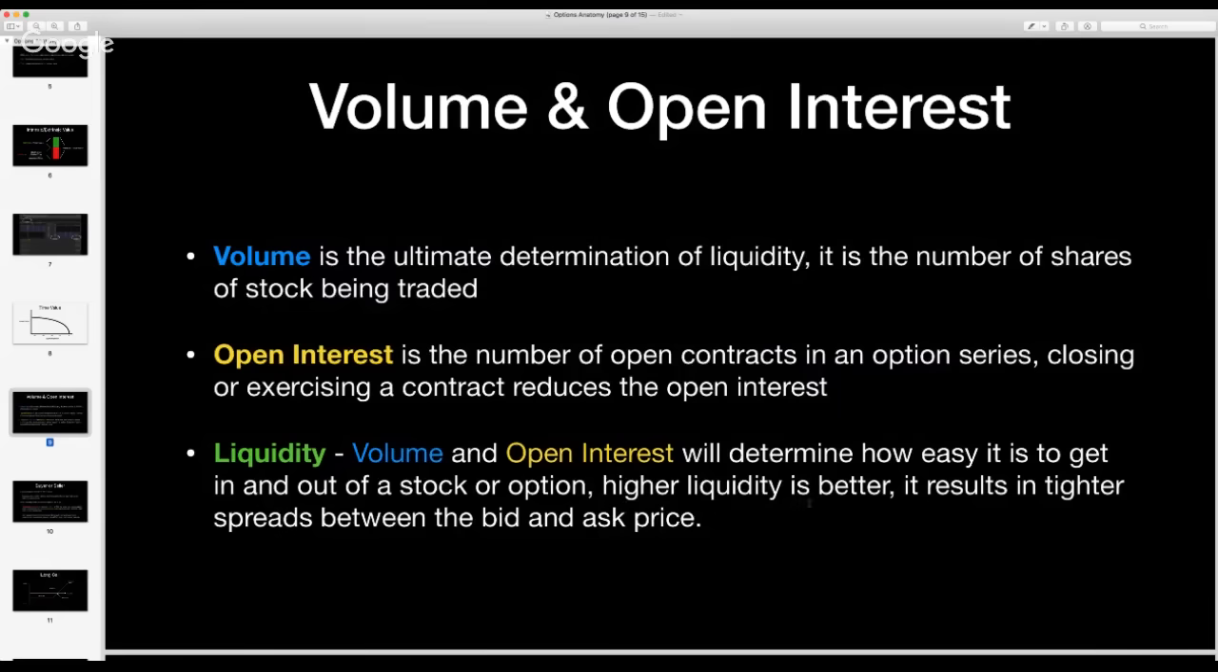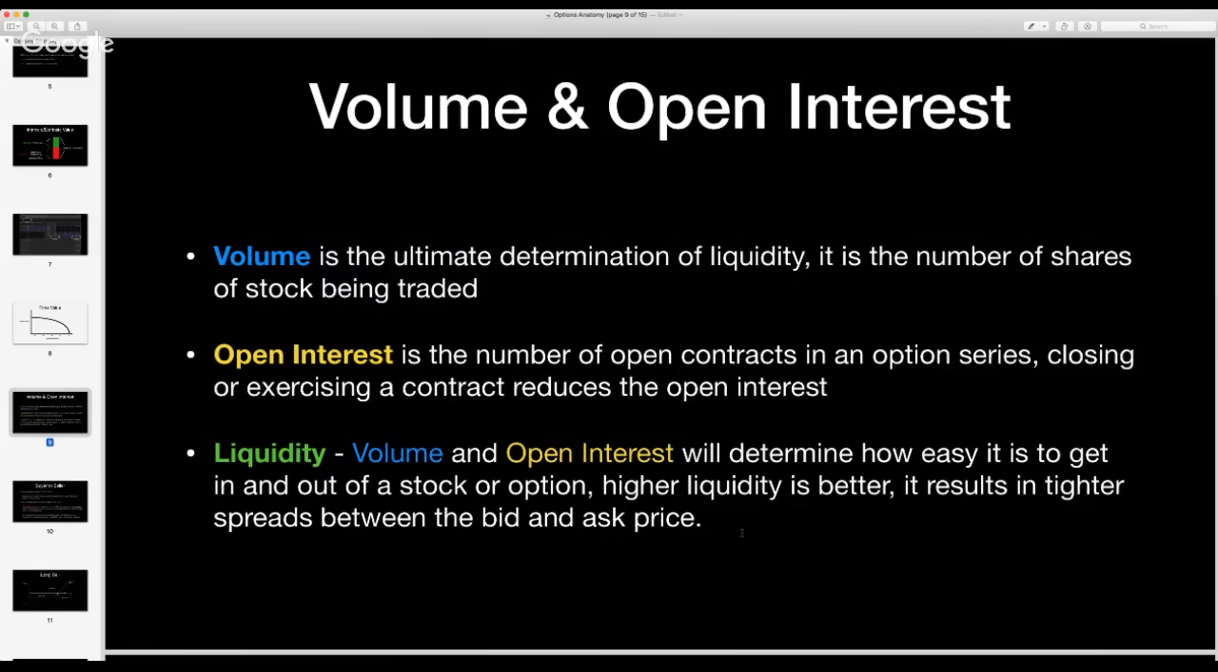The higher liquidity is better. It results in tighter spreads between the bid and the ask price, which means it will cost you less to get in and get out of that option. Also, from a time point of view, if you have a very tight spread and high open interest, you'll get immediate fills. You could even do a market order and usually get a fill within a few pennies. And that's important, especially considering that you're controlling a lot of money with a relatively small amount of money.